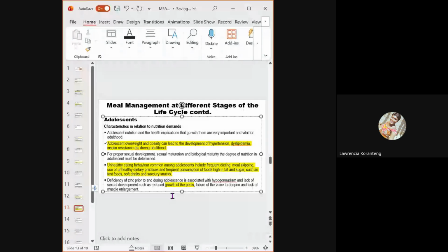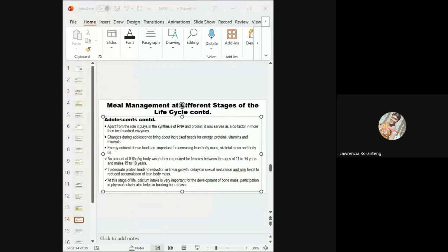So you've been teaching adolescents and puberty stuff already, so you know what I'm talking about. They need a lot of nutrients to work. So that's for them. Inadequate protein may lead to reduction in linear growth. So they need to grow well.